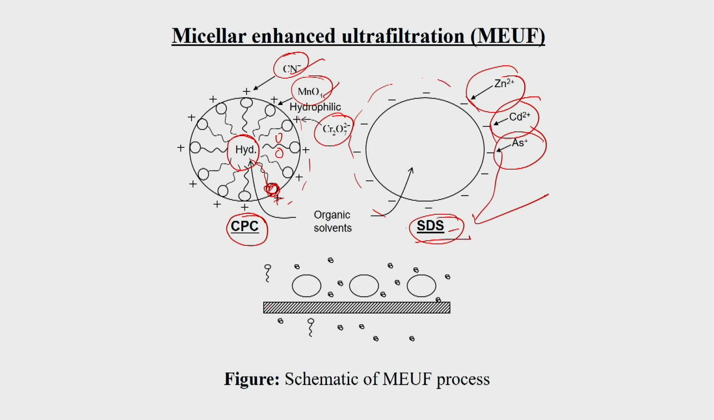Okay. So, whenever we talk about this membrane, the pores are very big, but due to the attraction of these charged particles with the surfactant micelles, these will not pass through. So, only some monomers will pass, and that is why the efficiency of micellar-enhanced ultrafiltration is much higher than any ultrafiltration process, even the nanofiltration process, for the same solute.